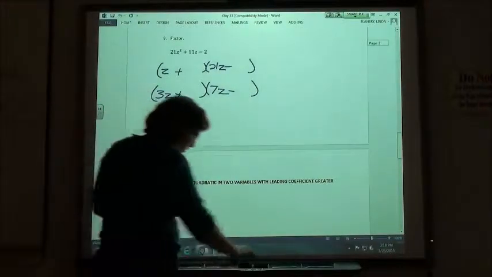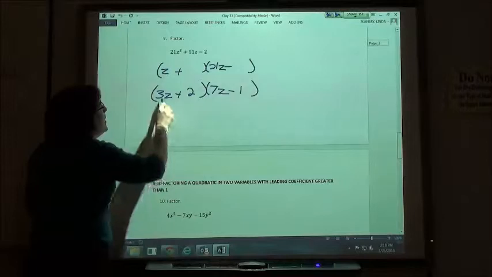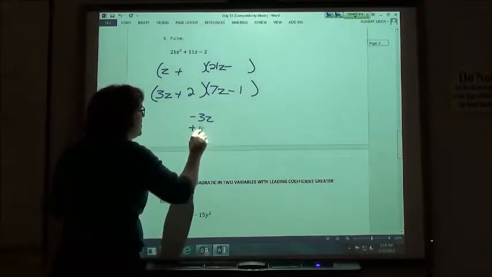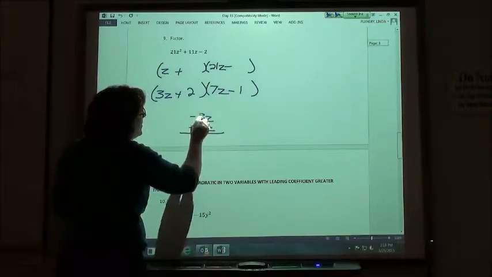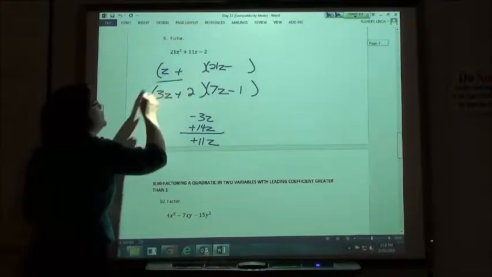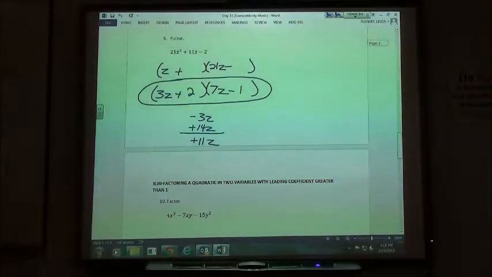put my 2 first and then my 1, 2 and my 1. Here I'm going to get a negative 3z. Here I'm going to get a positive 14z. Negative 3 plus 14 is positive 11z, which is what I want. And so 3z plus 2 times 7z minus 1 is going to be my answer.